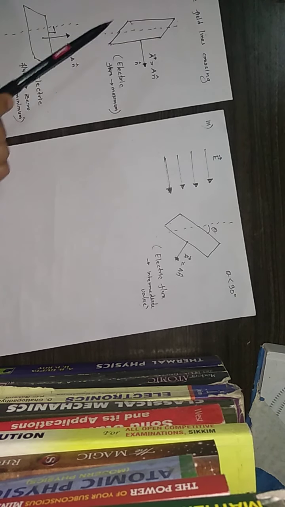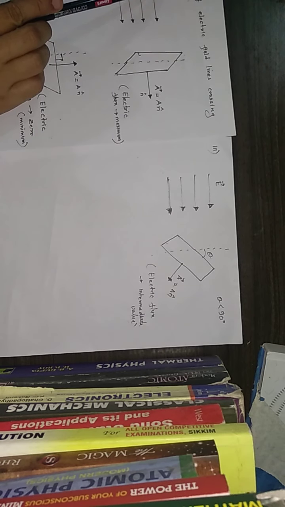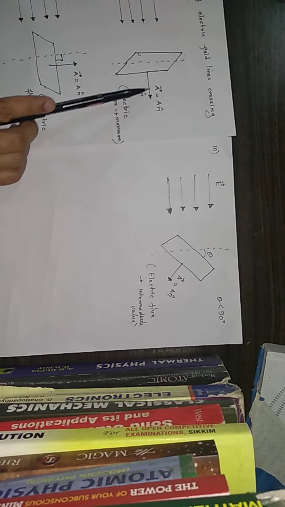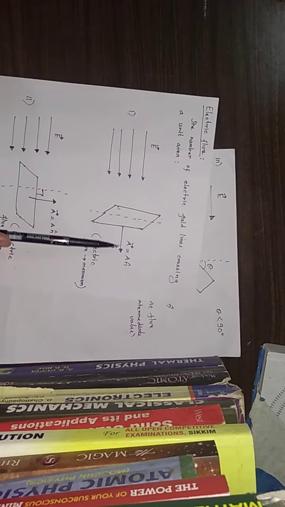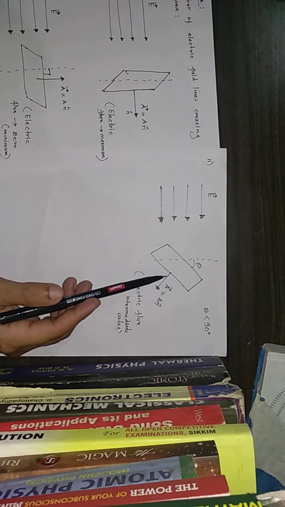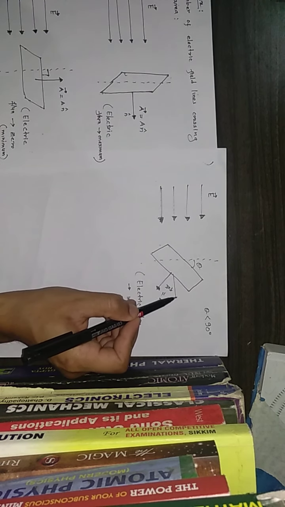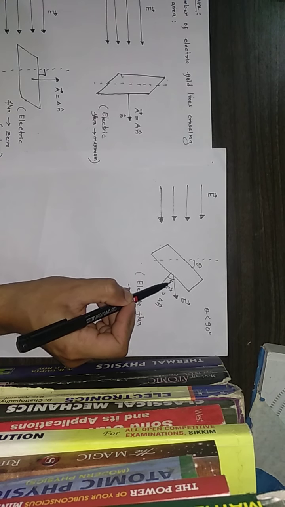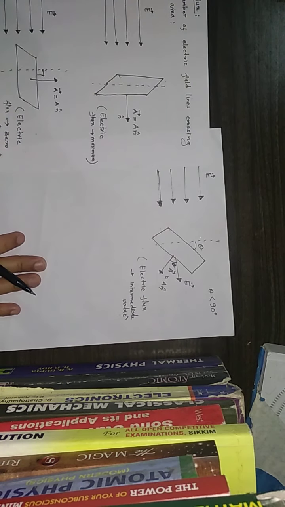And if you see, in the first case, the direction of the electric field lines and area vector are parallel. Here the direction of electric field lines and area vector is perpendicular to each other. In this case, the electric field lines and area vector have some angle. This is the direction of electric field lines, and the electric field lines and this area vector have some angle theta, which is less than 90 degrees.